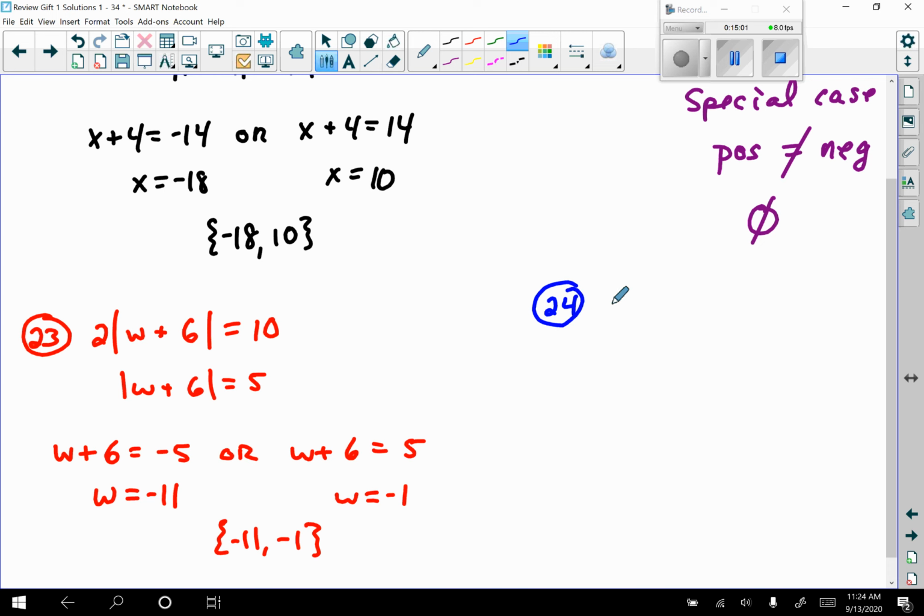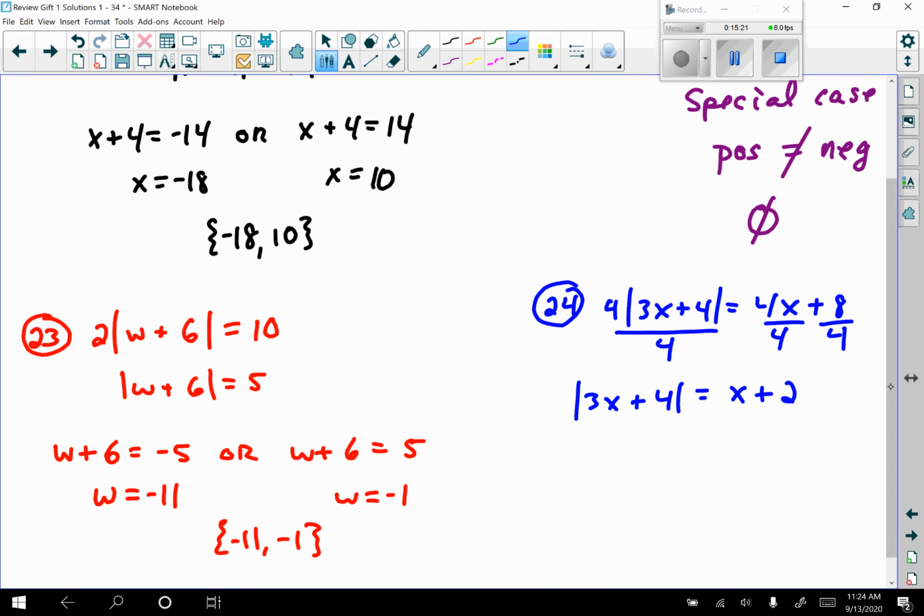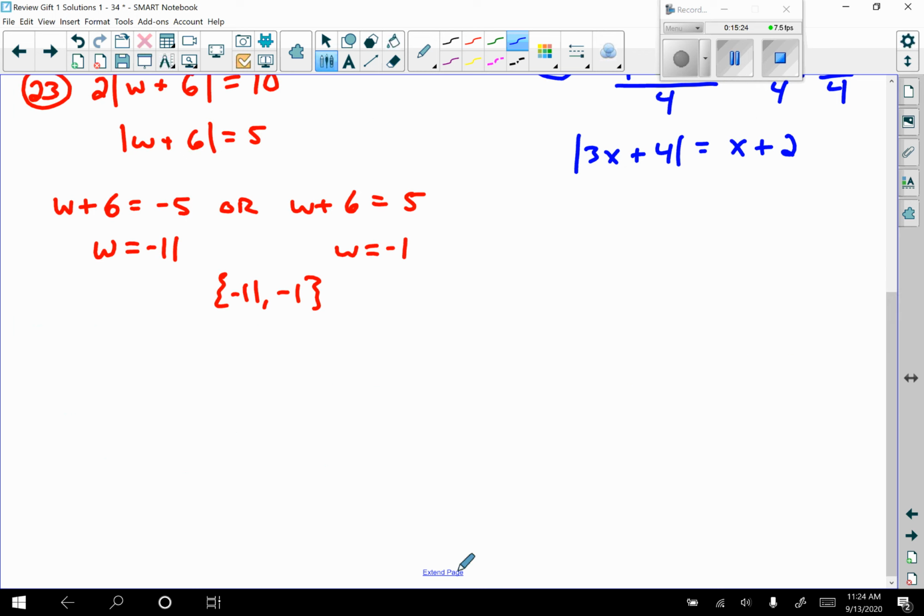All right, for 24, we get 4 times the absolute value of 3x plus 4 equals 4x plus 8. Again, in order to rewrite, my absolute value needs to be isolated, so I want to start by dividing both sides by 4, and doing this over here individually, now I get absolute value of 3x plus 4 is going to equal x plus 2. So now that I have an expression on that right side, I have to be careful. It's still the same process. I go to rewrite. 3x plus 4 is going to equal the opposite of x plus 2, or 3x plus 4 just equals x plus 2.